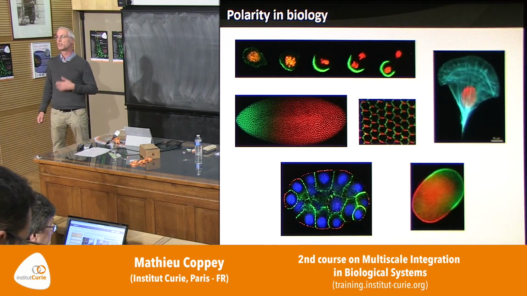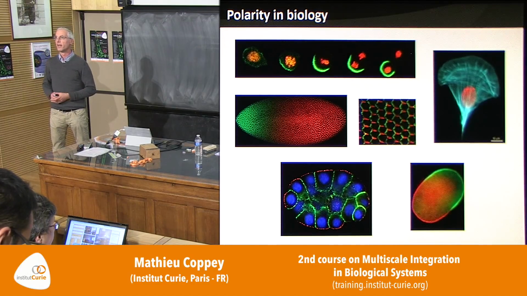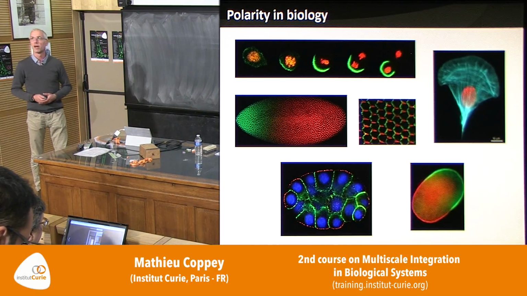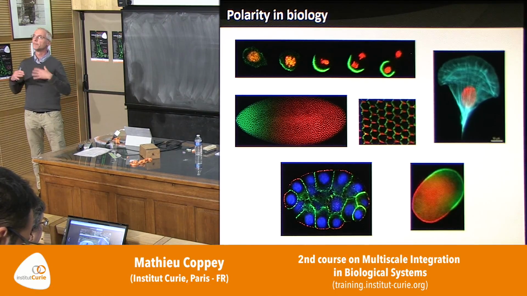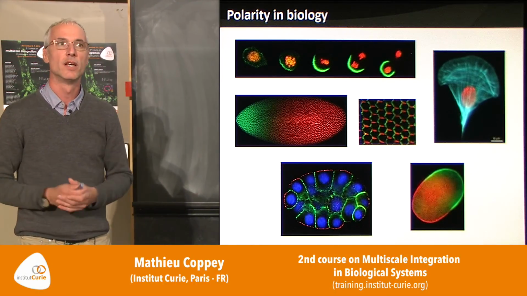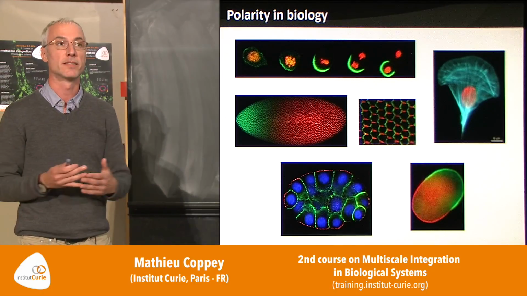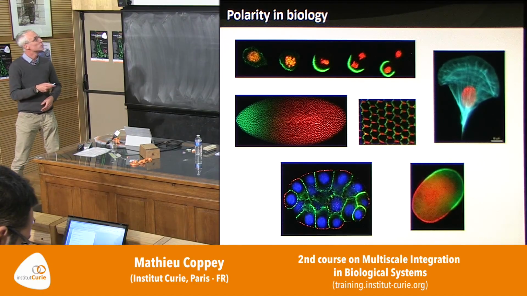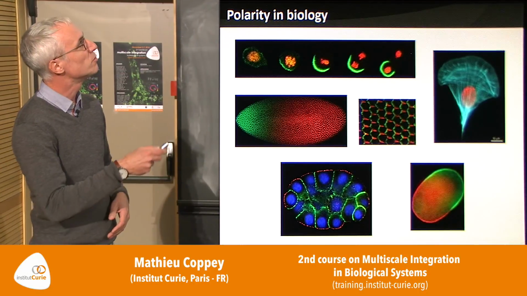Because if you take biological systems, when you look at them, you see that they are highly organized in space. And one of the concepts is this idea of polarity, which means that you have an asymmetric distribution of molecules, activities, compounds in cells or in organisms. It's at every scale, from a single cell to an organism. Here I drew a couple of examples that you find.